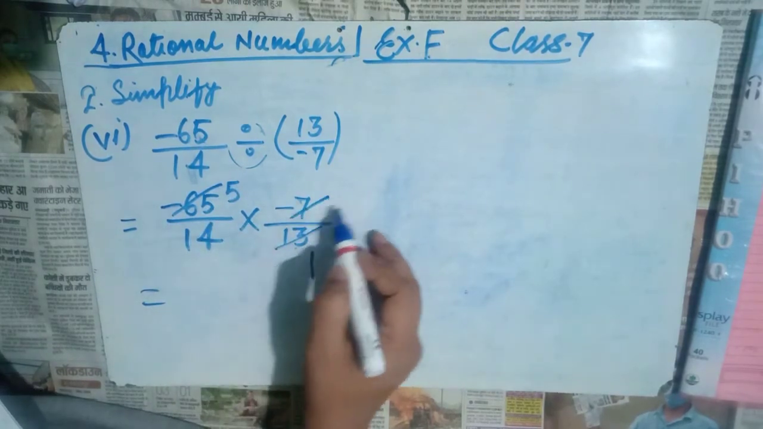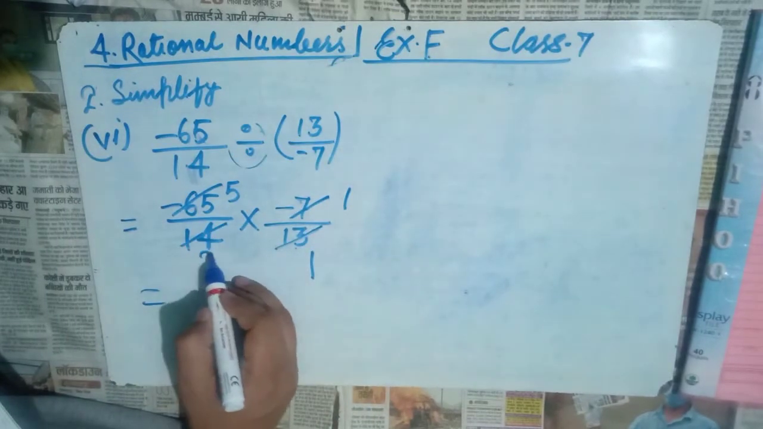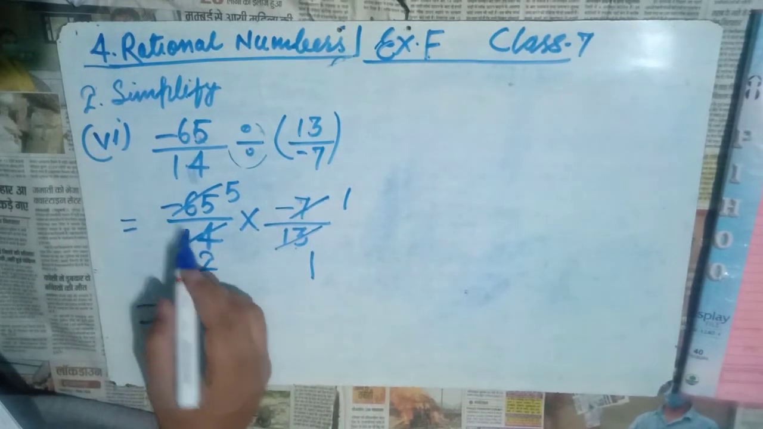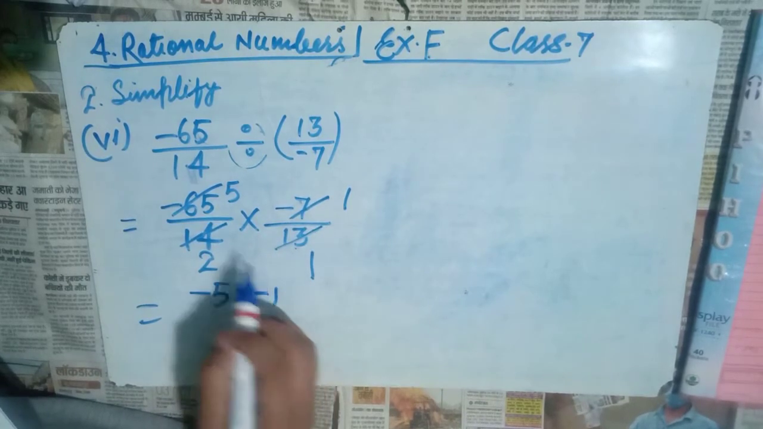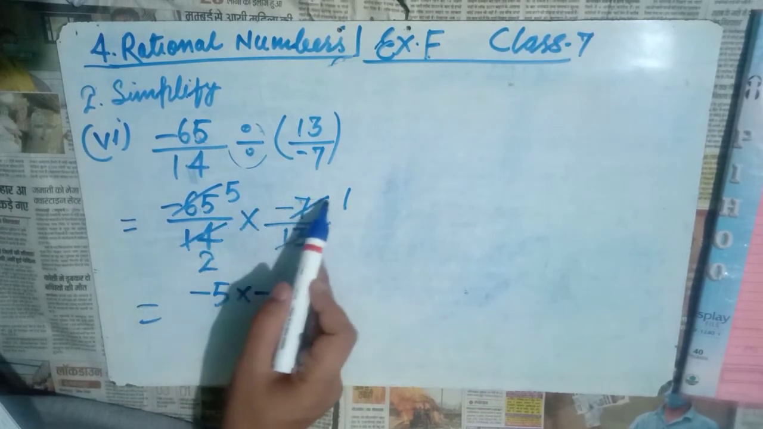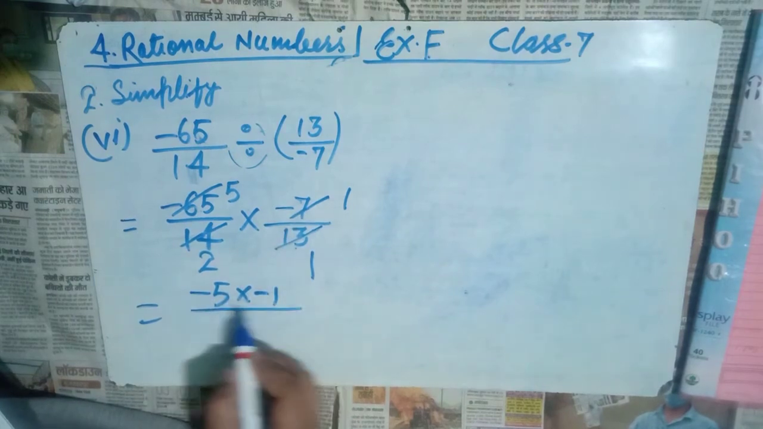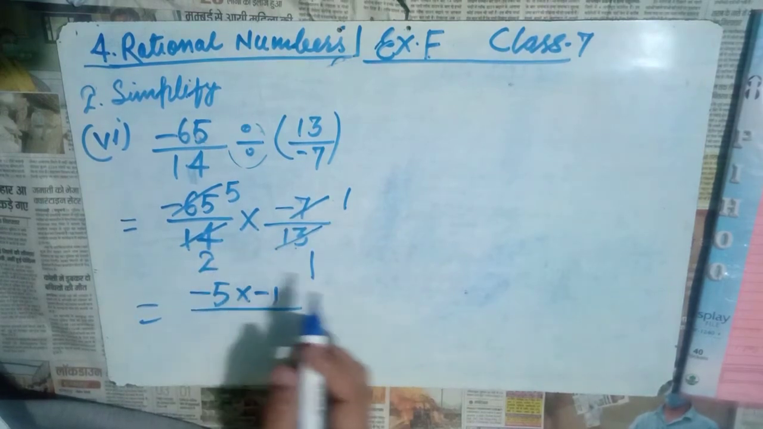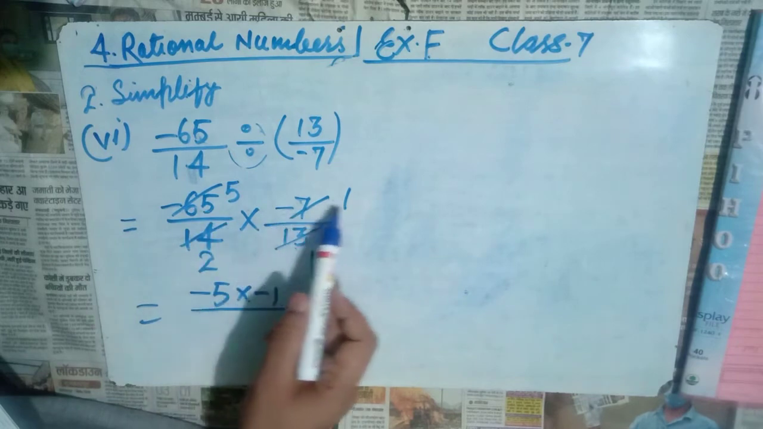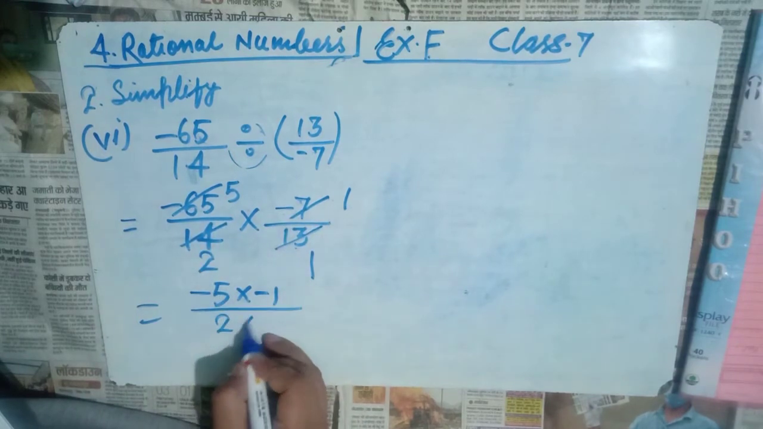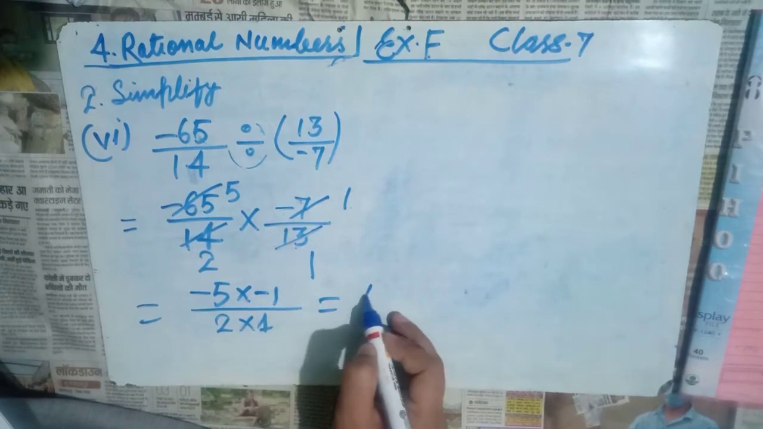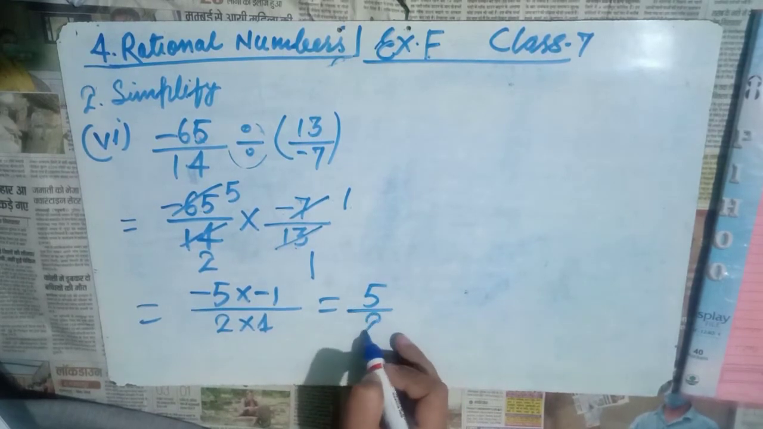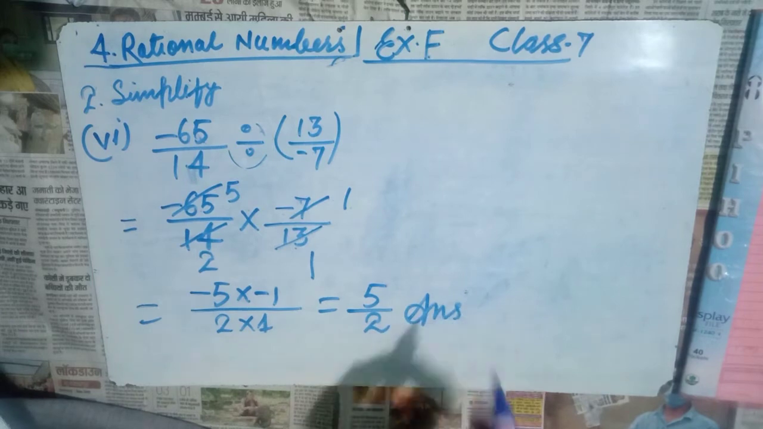65, 7 1s are 7, and 7 2s are 14. That means here minus 5 multiplied by minus 1, because numerator multiplies numerator. Okay, you have learned about the multiplication of rational numbers. Numerator multiplies numerator and denominator multiplies denominator. Here is 1. Okay, now minus into minus is plus, 5 1s are 5. Okay, and 2 1s are 2. This is your answer. Okay, I hope you get it.